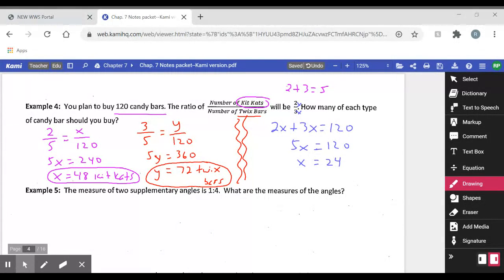So that didn't actually give me the answer. But if I know the Kit Kats are represented by this 2x up here, then I know the Kit Kats is 2 times 24, which is 48. And I could also say that the Twix is 3 times 24, which is 72. Okay, so just two different ways to think of the same thing.